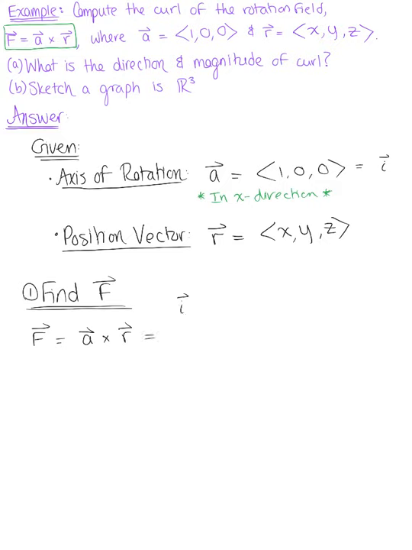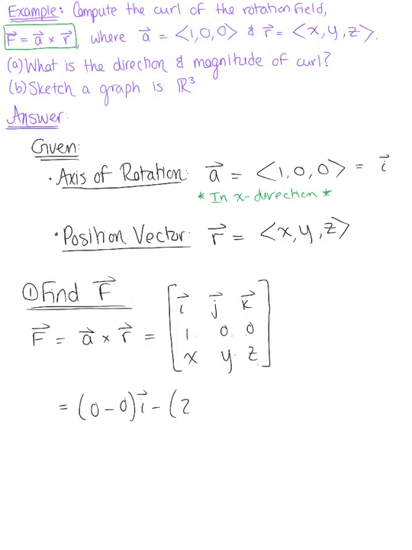And we'll put this into our 3 by 3 matrix. i hat, j hat, k hat. Vector A is 1, 0, 0. And vector R is x, y, z. So finding the determinant of each one of these components, we use that crisscross multiplication, and this gives us 0 times z is 0 minus y times 0 is 0, i hat, minus 1 times z is z, minus x times 0 is 0, j hat, plus 1 times y is y, minus x times 0 is 0, k hat.